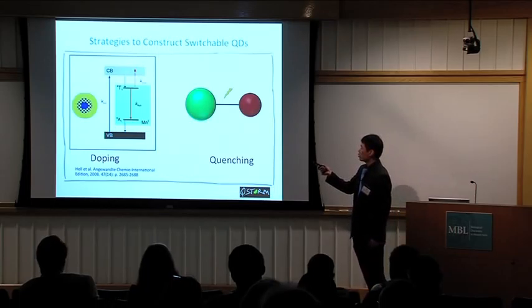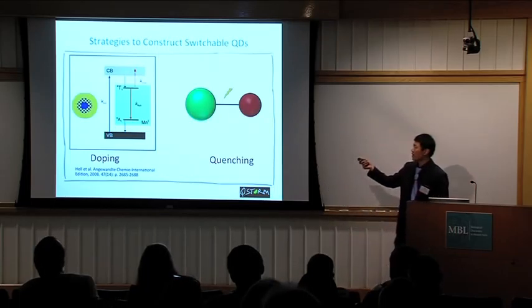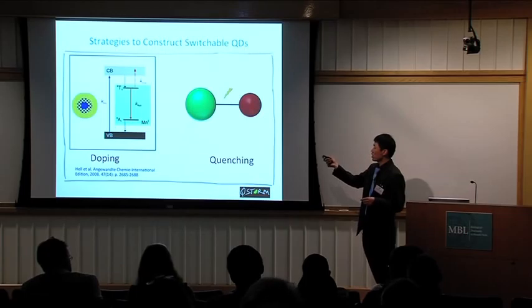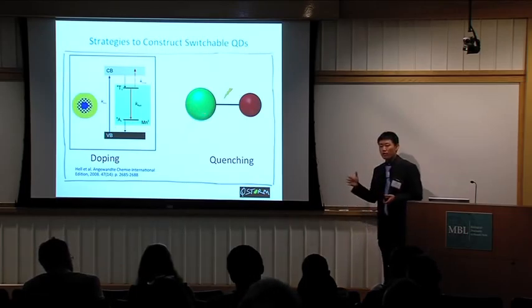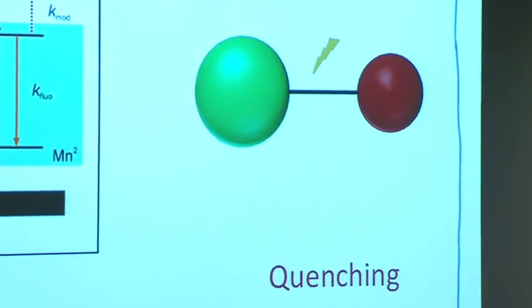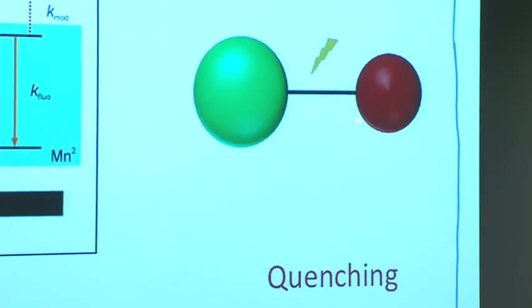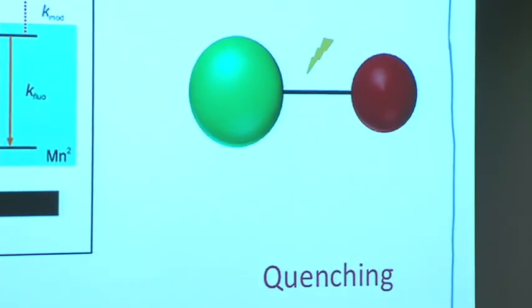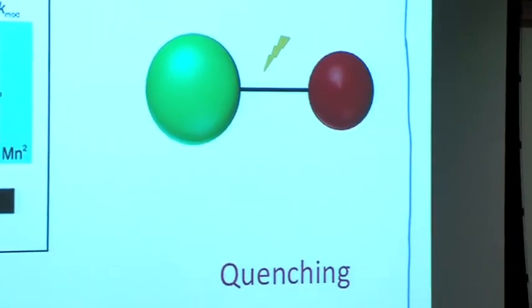The other strategy is based on quenching. Basically, we add a secondary nano object or molecular object, which can quench the fluorescence of the quantum dot. And we apply some kind of mechanism, either by light or by binding, to change the distance between these two objects. This way we can switch the fluorescence on and off. So far we have got most of our results from this strategy. This talk will focus on just the doping strategy.